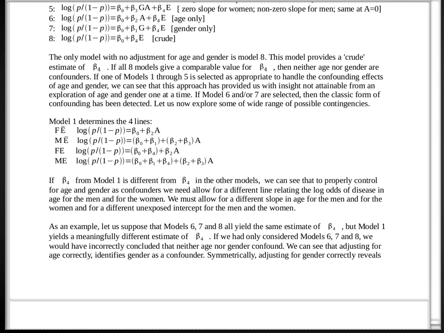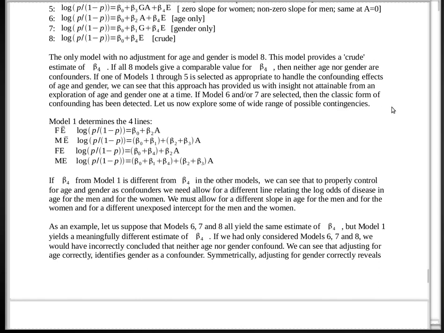Now, say, as an example, let us suppose that models 6, 7, and 8 all yield the same estimate of beta 4, but model 1 yields something different. Then we can see that if we'd only considered models 6, 7, and 8, we would have incorrectly concluded that neither age nor gender confound. We can see that adjusting for age correctly identifies gender as a confounder.